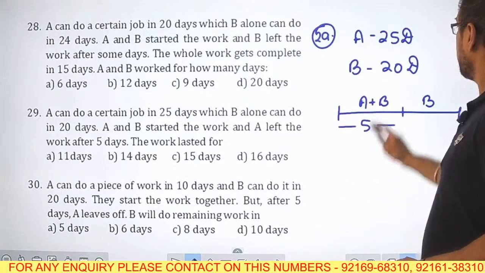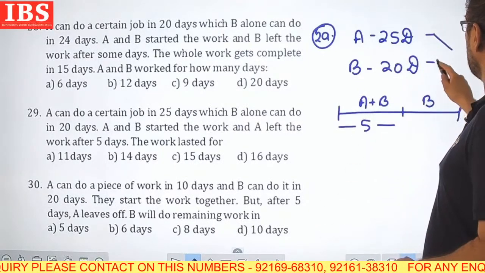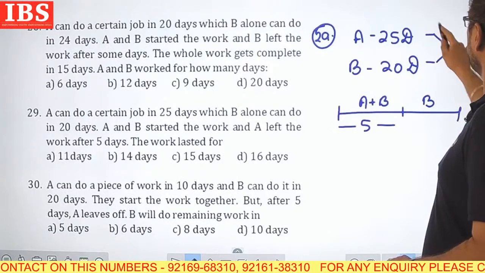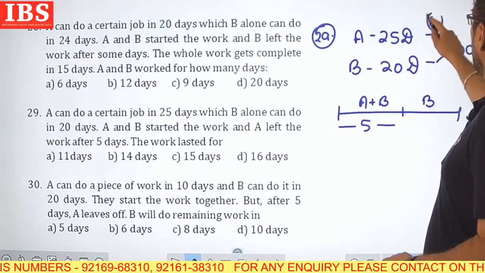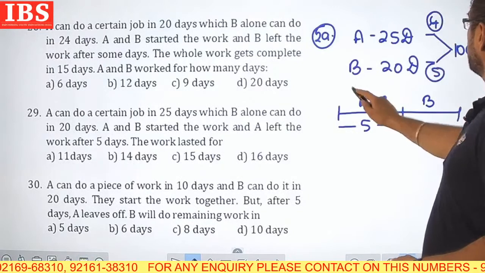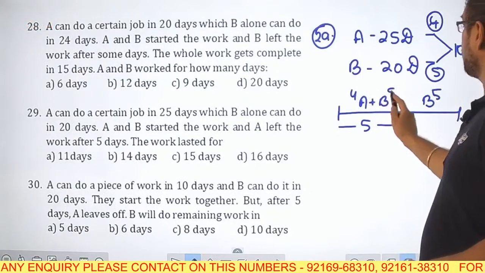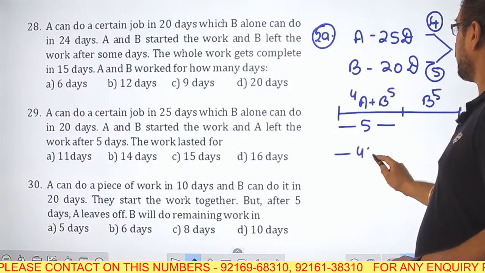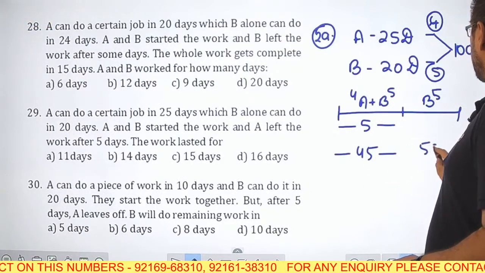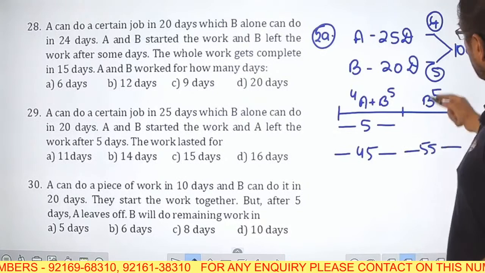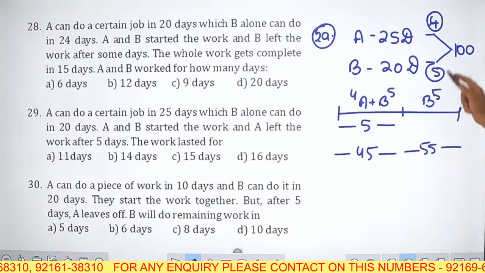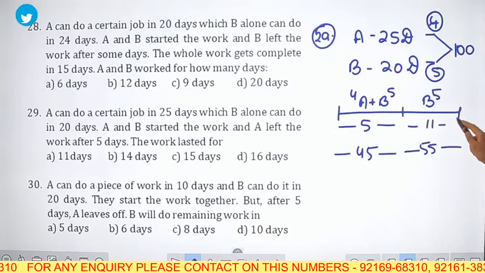Okay, so in 5 days how much work will you do? Let's take the total work as 100. So this is 4 and this is 5, this is 4, this is 5, this is 5. So 4 plus 5, 9, 9 5s are 45. So 45 work will be done. So this is 55 work remaining, and B's efficiency is 5. So 55 by 5 is 11. So he will take 11 more days.